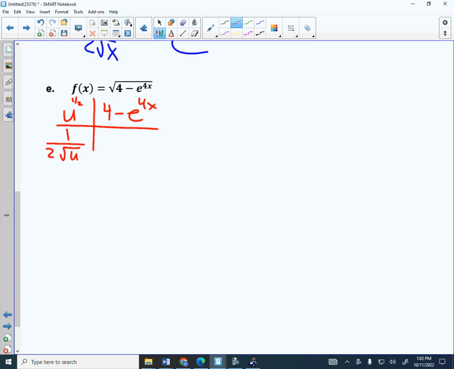Good. So I'm going to pause there, and now I'm going to look at 4 minus e to the 4x. Now I know that's confusing to some people. What's the derivative of 4? 0. And so we really just need the derivative of negative e to the 4x. So all we have to do is just set up negative e to the u, and then 4x is here. What's the derivative of 4x? 4. What's the derivative of negative e to the u? So if you multiply those, don't you just get negative 4e to the 4x?